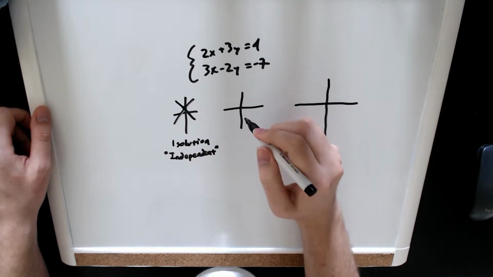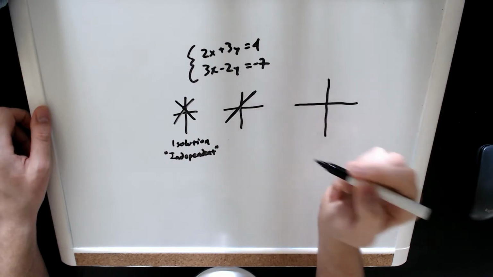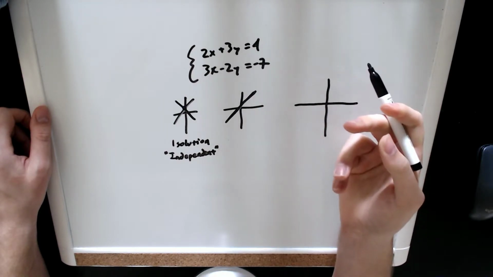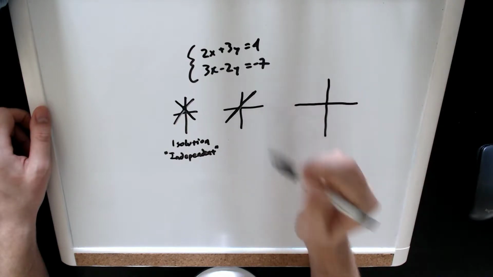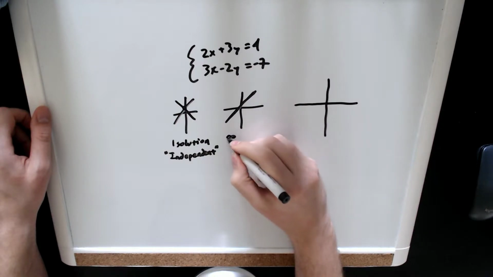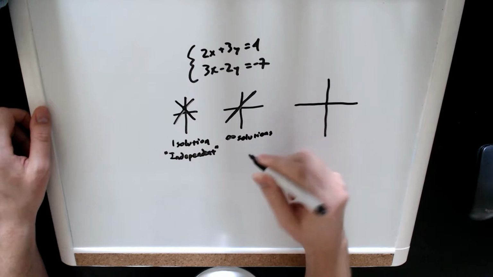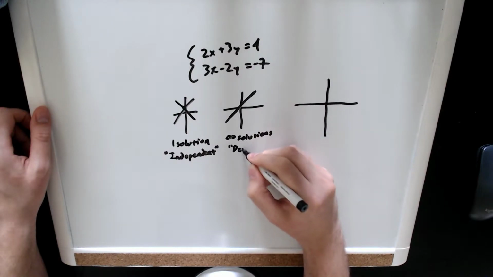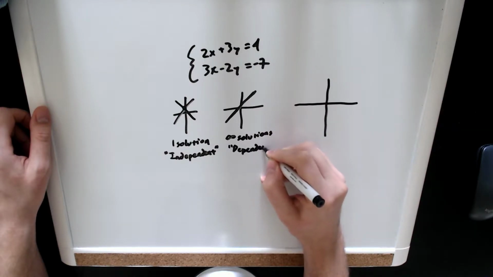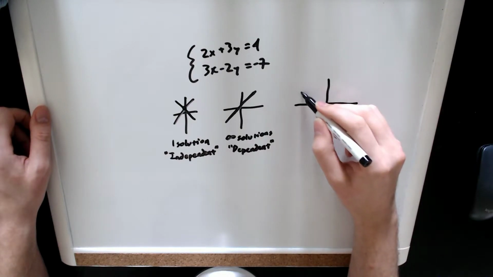You can have infinite solutions if the equations are basically the exact same equation. They can be stated differently, but if all the points are the same, then we wind up with infinite solutions. This is called a dependent system of equations.